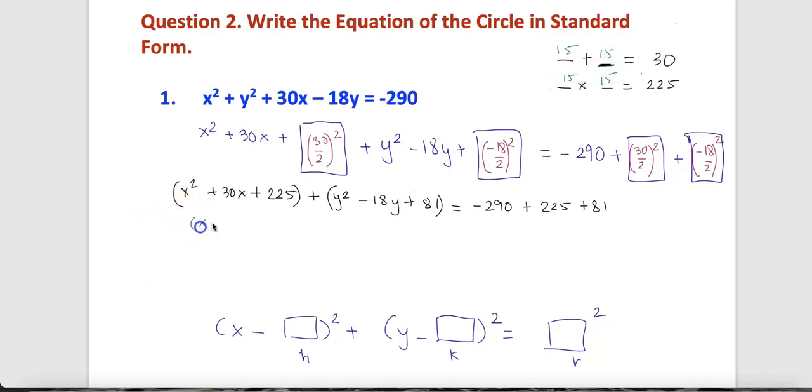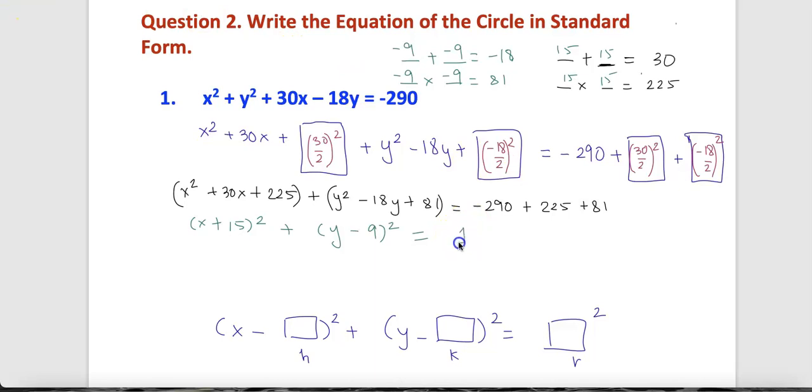So in the perfect square form, it will be x plus 15 whole square. Plus, similarly for this part over here, you are looking for two numbers which on adding give you the middle number, that's your negative 18, and on multiplying give you the last number, that's your 81. So I know my two numbers will be negative 9 and negative 9, which add to give negative 18, and when I multiply they give me positive 81. So my answer will be y minus 9 whole square. And let's simplify this right side over here. What will be our answer?